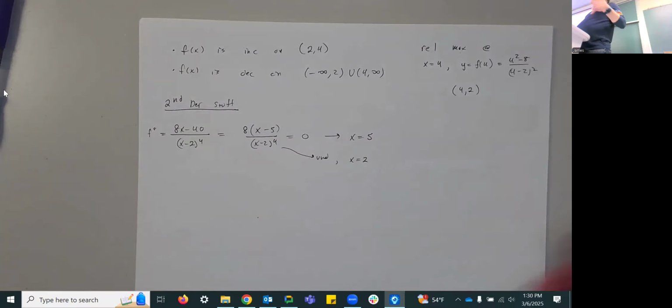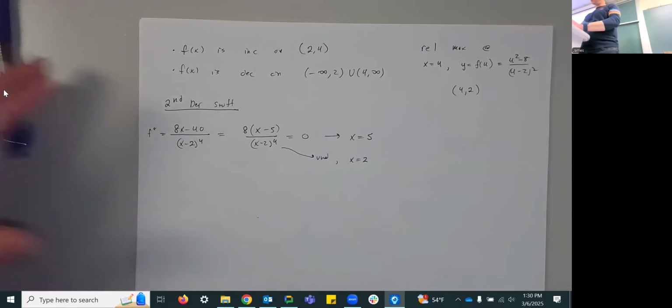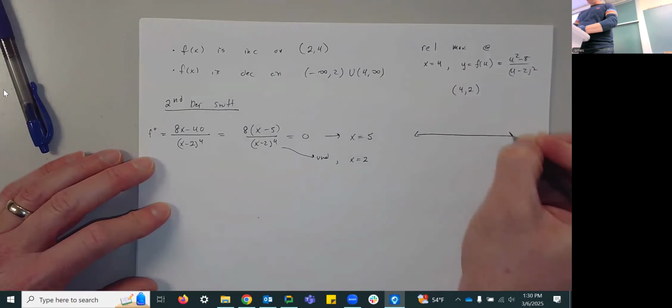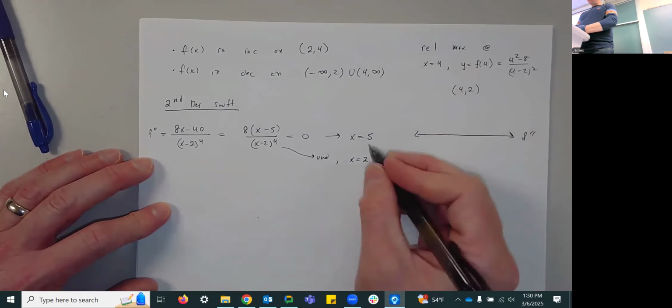So then we do the same thing we did before for the first derivative. We draw our number line, we put our critical points on there, and then we see if the second derivative is either positive or negative. So let's see here. Positive 2 and positive 5.